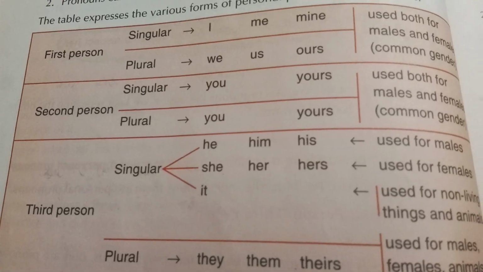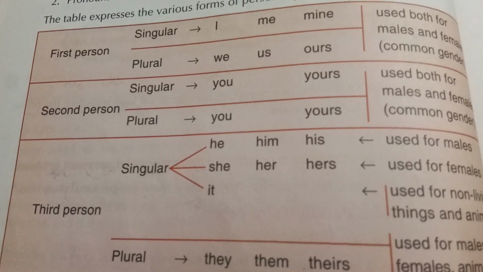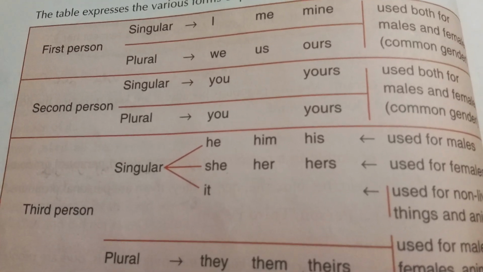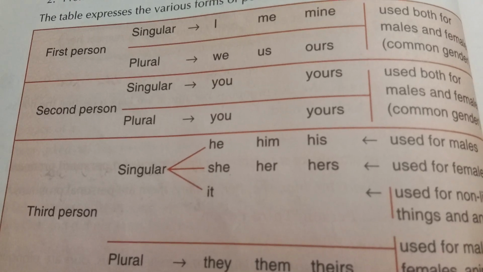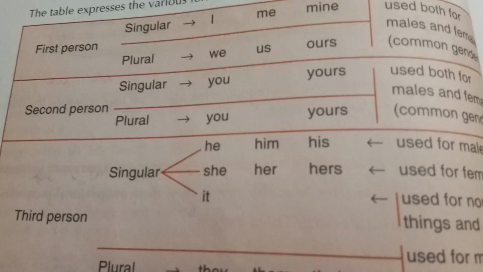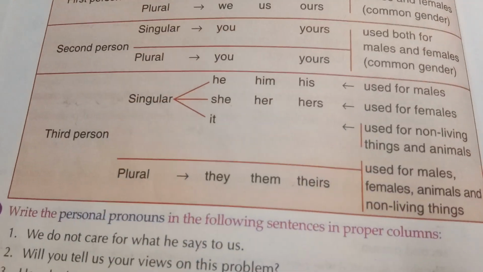Second person singular भी you है, plural भी you है. Singular भी yours है, plural भी yours है. You चाहे एक है, चाहे बहुत सारे हैं. चाहे मैं एक स्टूडेंट से बात कर रही हूँ, चाहे मैं सबसे बात कर रही हूँ, तो मैं हमेशा you ही यूज करूँगी. तो second person is always you and yours.